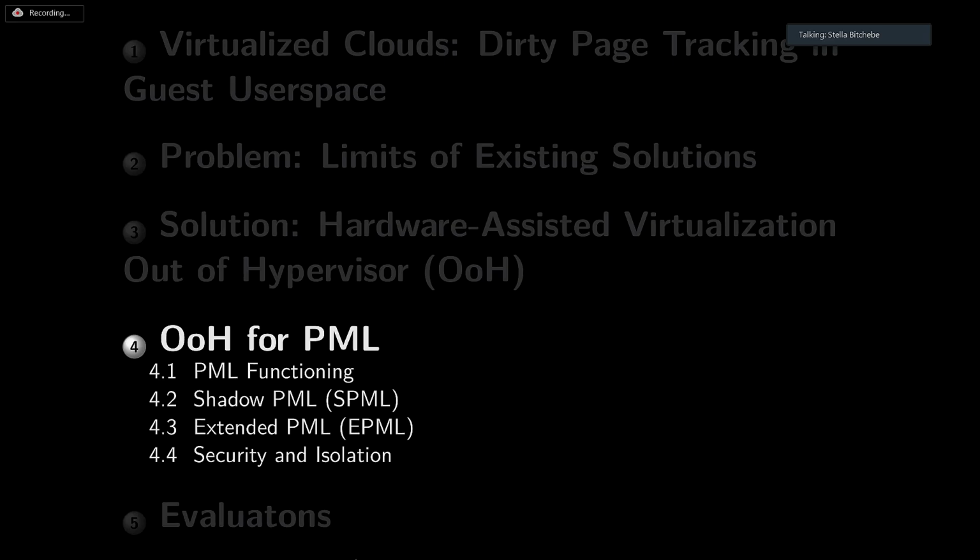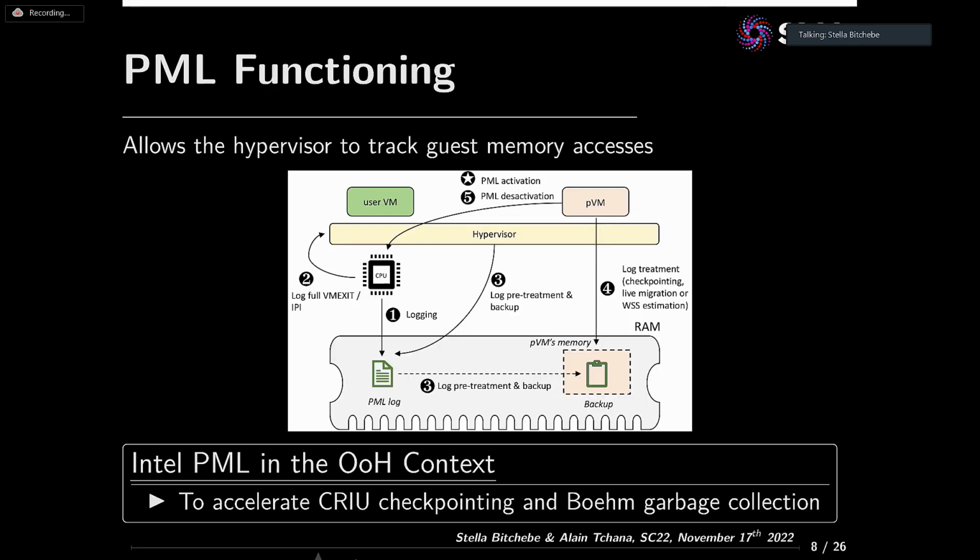And in another work, we have illustrated OOH with Intel sub-page write protection to mitigate buffer overflow vulnerability. Page modification logging is a virtualization feature that was introduced by Intel in 2015, and that allows the hypervisor to track all the guest memory accesses of a virtual machine.